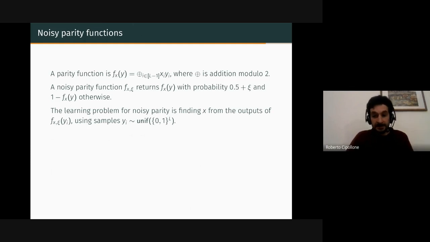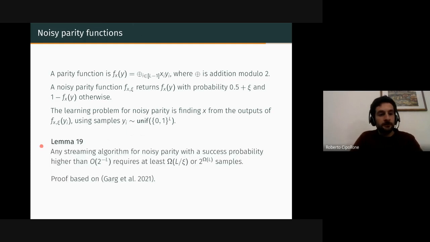So that's a complex dependency already, but we can make it noisy by creating a new function that returns the true parity with some positive bias, but the false parity otherwise. So the parity problem is finding the hidden code from samples of these functions. Essentially, we want to encode this one as an RDP.